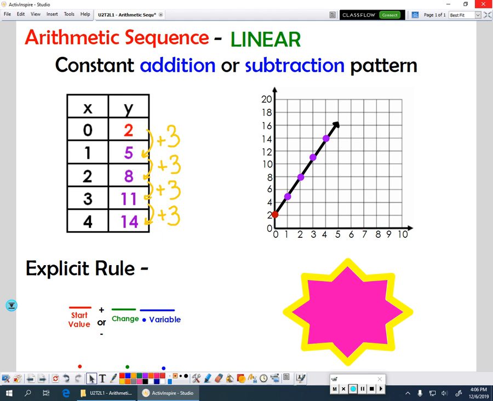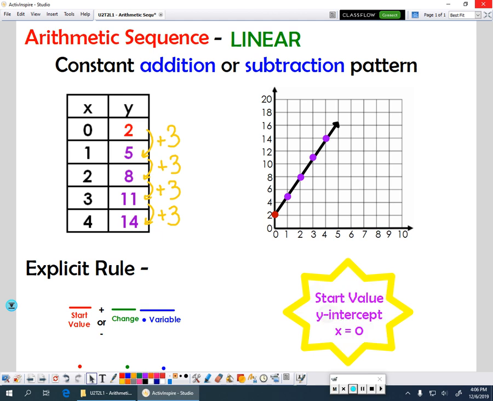Now it's really important for you to know the start value is your y-intercept, okay? If you look at your graph, your start value is right here at your y-intercept. It's the place where x equals 0 in your table. Okay, so in this case, our start value is going to be 2.